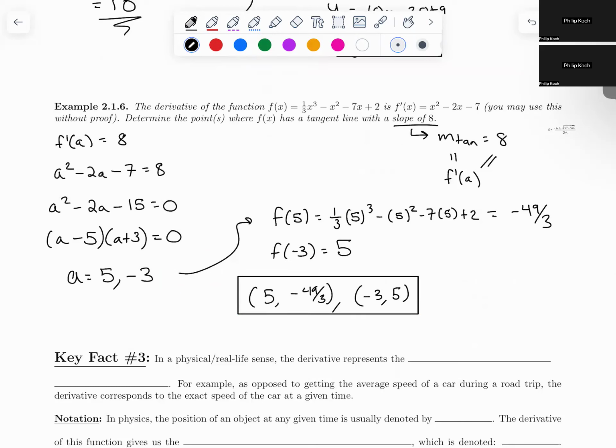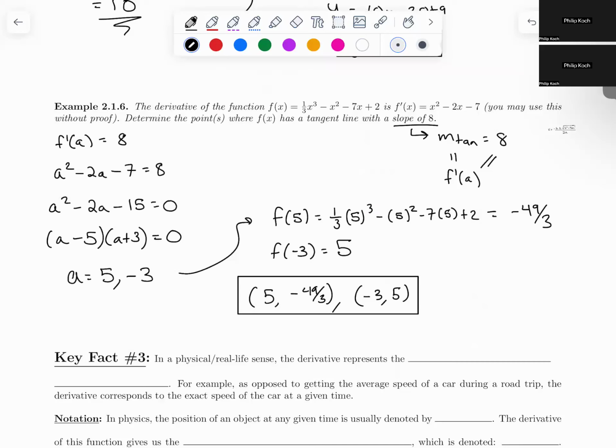Yes. Because the original f(x) is just ugly to begin with, that's why we just use f prime in the very beginning? Nope. We used f prime in the beginning because the slope of the tangent line comes from the derivative. So that's why we set the derivative equal to 8. All that we get from the derivative is the slope.